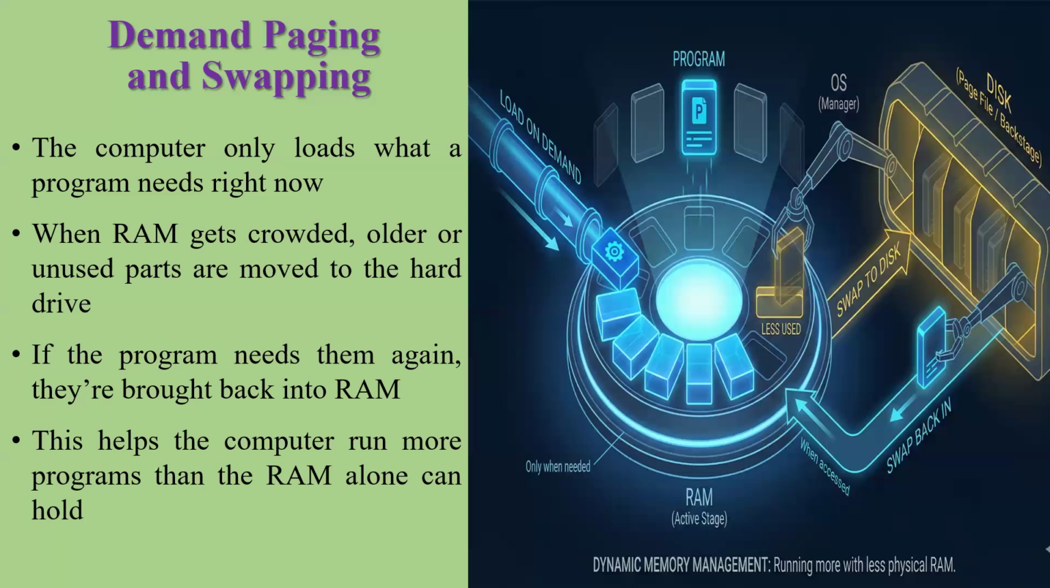Let us take the example of a hotel. A chef keeps only required ingredients on the table, storing others in the pantry, bringing something out only when the recipe needs it. And this trick lets computers run more applications than RAM normally supports.